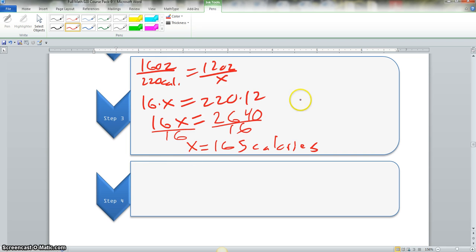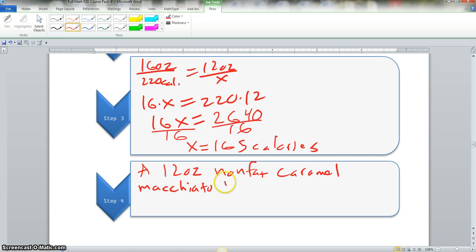Okay, so we will put down that a 12-ounce non-fat caramel macchiato has 165 calories.